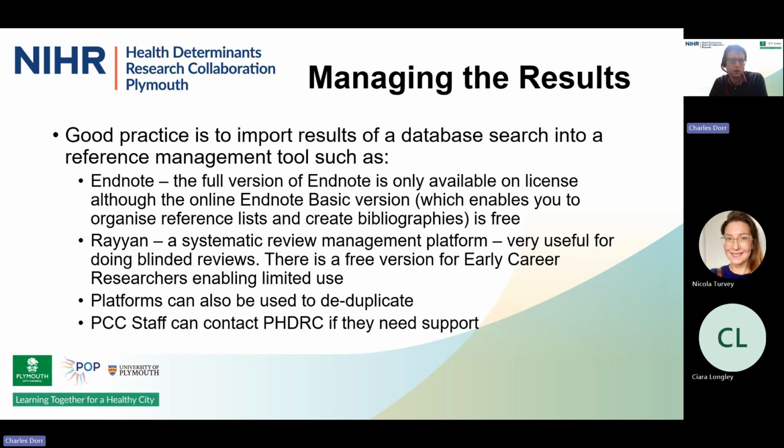Another platform we sometimes use is Rayan. That's a systematic review management platform, and that's really useful if you're doing systematic reviews because it enables you to do double-blind screening, which is where you could have, say, two reviewers looking at the same articles, the same papers, but they can't see what the other person's decisions are. So they're not going to be swayed by the other person's decision. They're not going to think, oh, I'm going to exclude this article because that other person has done so. And that then makes it independent, which fits the methodology of a systematic review.